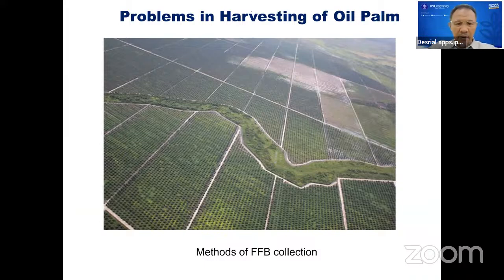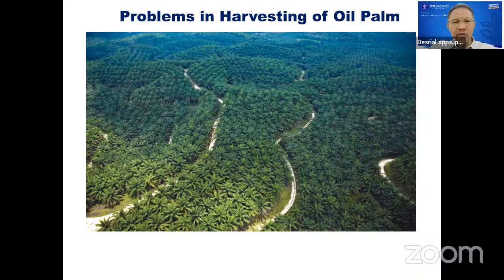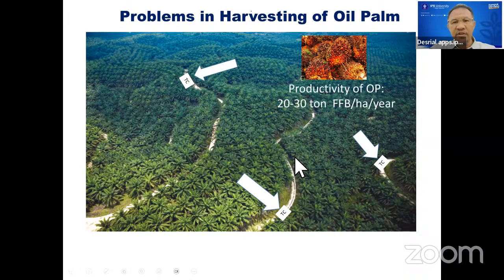This is the problem of the collection of the fresh fruit bunch, FFB. One plot of an oil palm block is usually about 1000 meters by 300 meters, so it is quite big. Then we have to bring out or collect the FFB from inside the field to the temporary collection area. It should be done either manually or by using a machine. The most difficult thing is in the undulating area, as you can see here, the area is not regular, and we have to bring out the fresh fruit bunch, usually about 20 to 30 tons per year per hectare, that we have to transport.